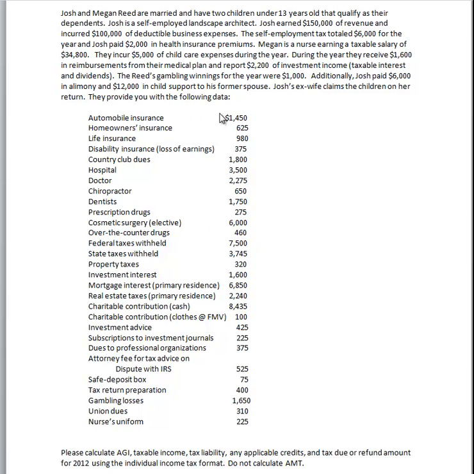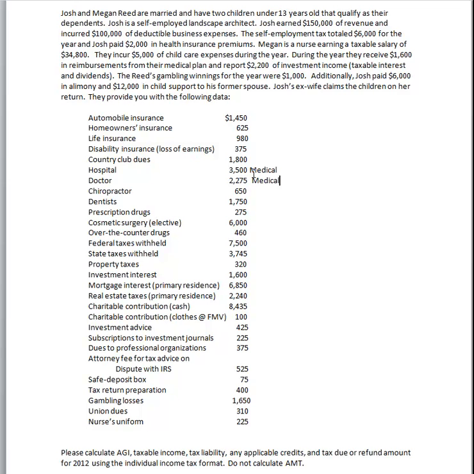Top of the list talks about automobile insurance. We didn't talk about automobile insurance, not deductible. Homeowners insurance, not deductible. Life insurance, not deductible. Disability insurance, not deductible. Country club dues, not deductible. Hospital, yes. Hospital would be a medical expense. So I'm going to make a notation. I get to take it as a medical expense.